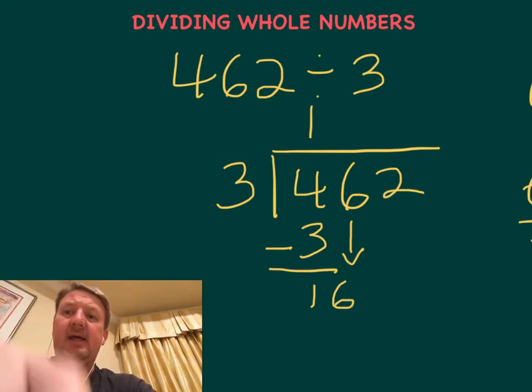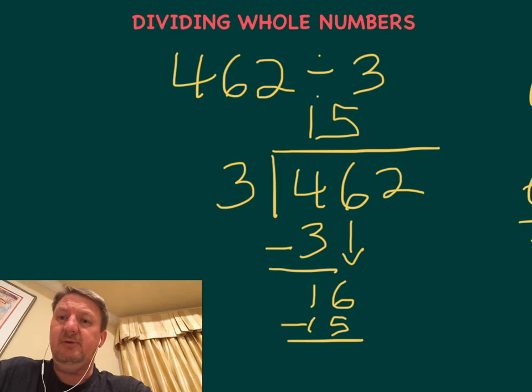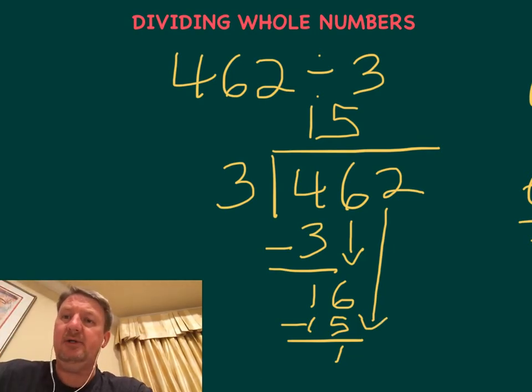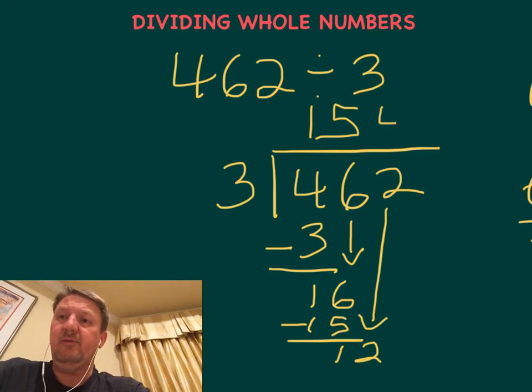Then you want to check and see how many times 3 goes into 16. How many 3's are contained within 16? Well, hopefully somebody said there are 5 3's, because 5 times 3 is 15. We subtract, and we get 1. Then I want to bring down the 2, and I want to check to see how many 3's are contained within now 12. Someone hopefully is saying that there are 4 3's in 12.